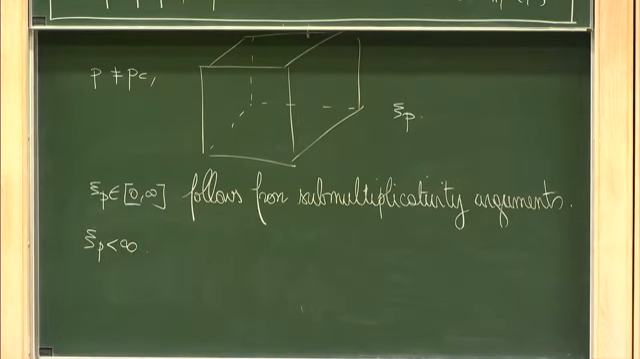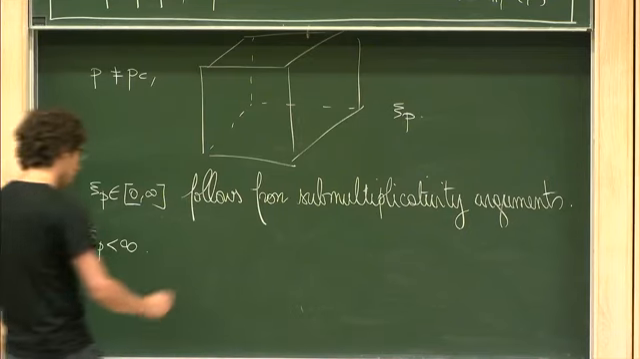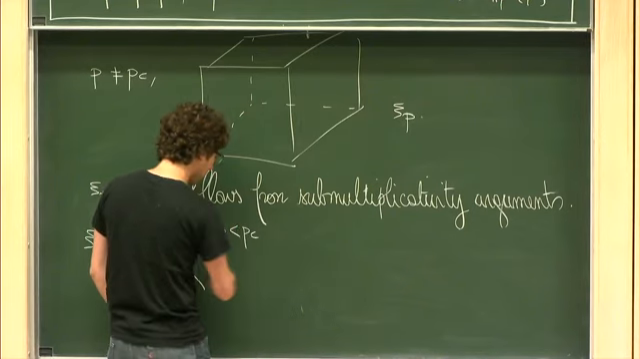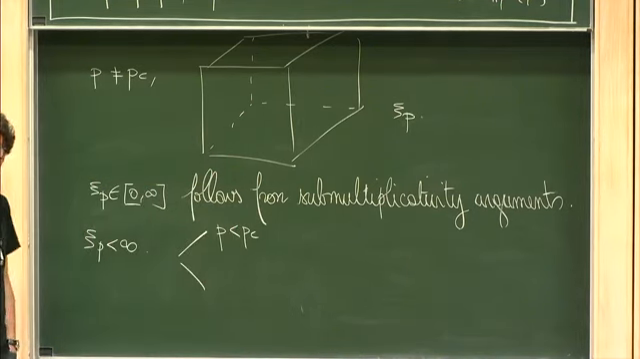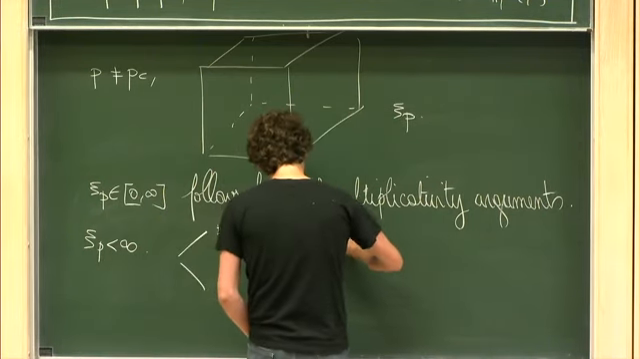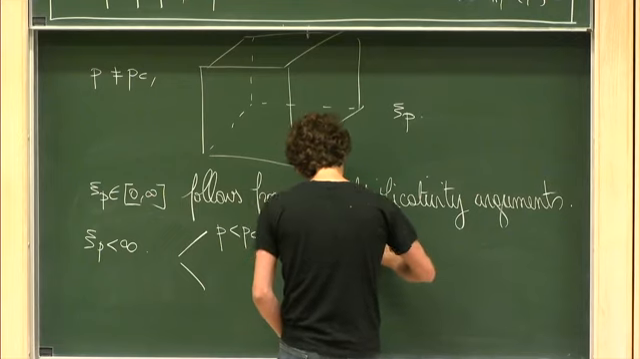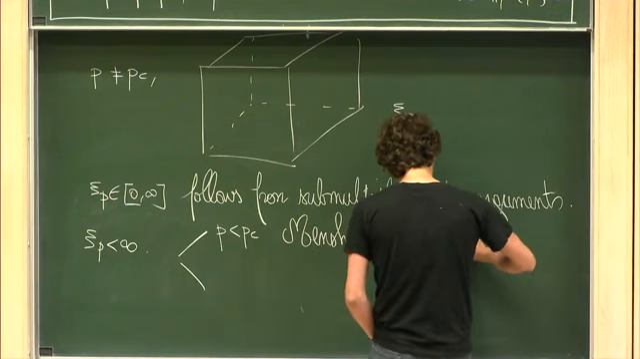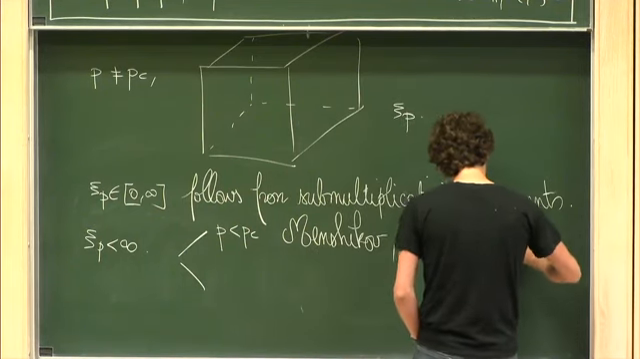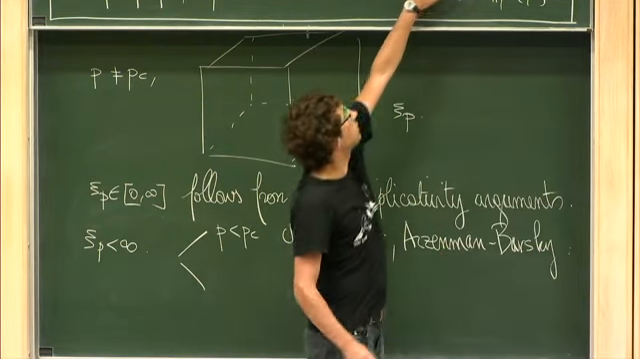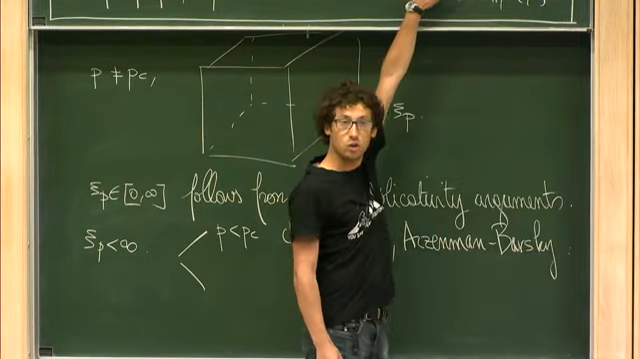And the fact that it's finite is even tougher to prove, and it follows from two different results. For p smaller than p_c, it is a result that goes back to the 80s by Menshikov, and independently by Aizenman and Barsky, which exactly prove that this quantity decays exponentially fast for percolation.